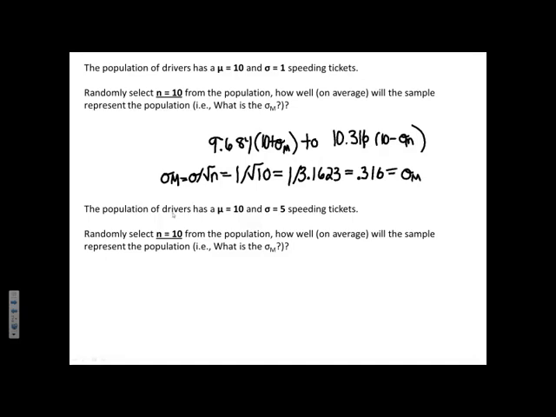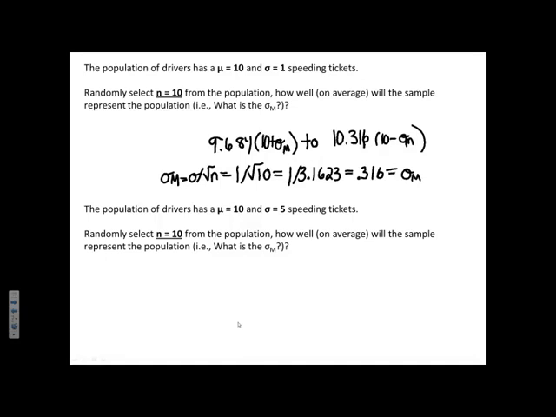Next one. We still have a population of drivers with a mean of 10 speeding tickets, but now our standard deviation is 5, so it's higher than 1. So this is more variability in our population. So in this population, most drivers have between 5 and 15 speeding tickets. We're still randomly selecting a sample of 10 from this population, and we still want to see how far off our sample mean will be from our population mean of 10.